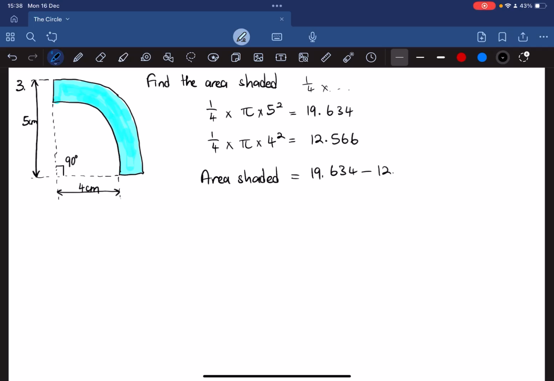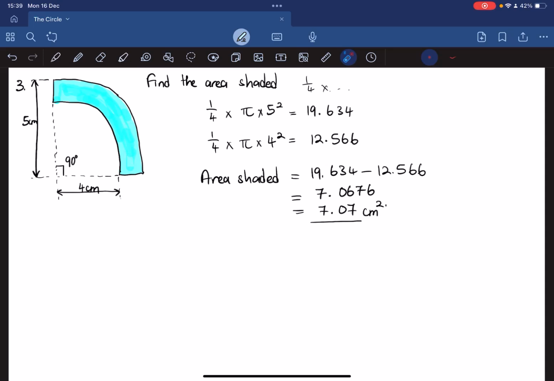The area shaded is going to be 19.634 minus 12.566, and we get 7.0676. And rounding it off to two decimal places, we are going to get 7.07 square centimeters. That is the area that we are looking for, and it's the area of this shaded part.